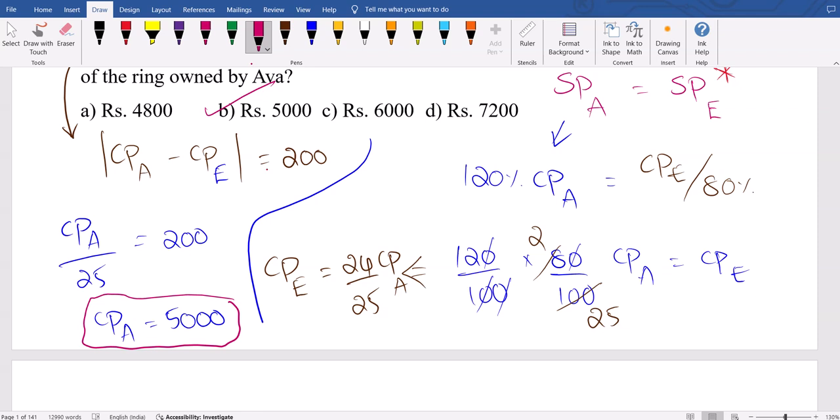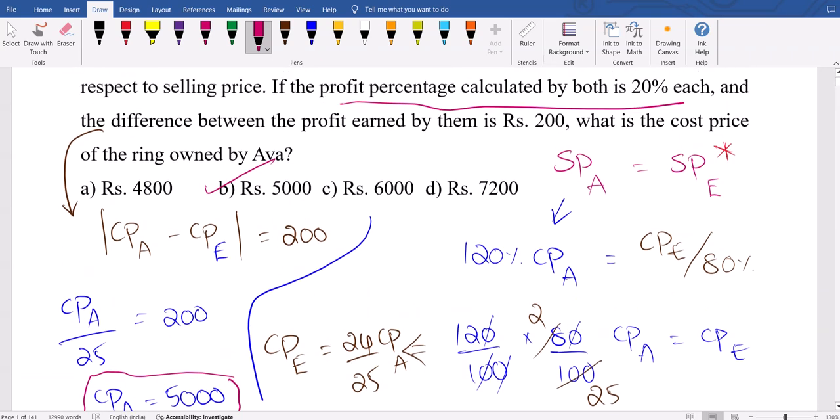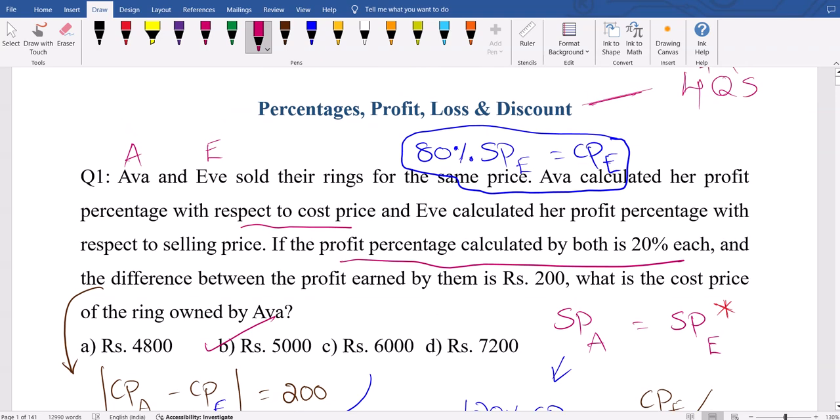Okay, this is E. Cost price of E means 4,800. Cost price of A means 5,000. There is still learning. You people solve n number of questions regarding profit and loss, percentages, all. But still, there is a point you have to learn.